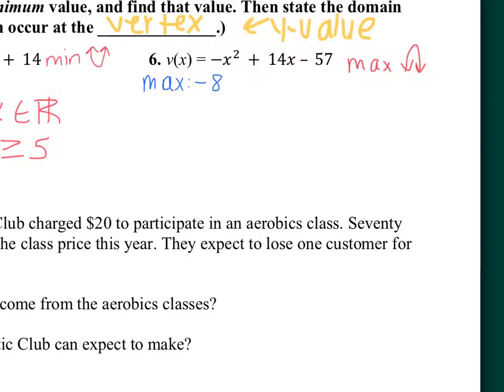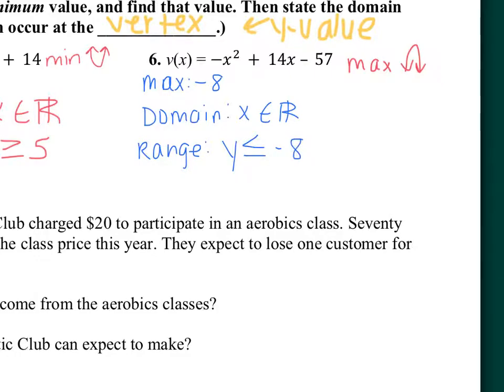And then my domain, all real numbers. And my range, since that's a maximum this time, that's the highest it will ever be. So y can only be lower or equal to negative 8. So less than or equal to negative 8.